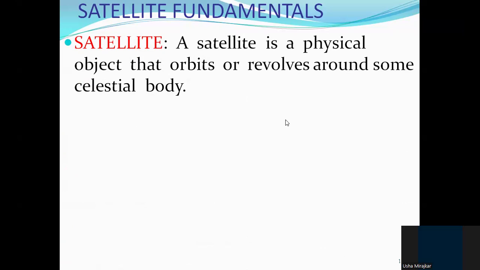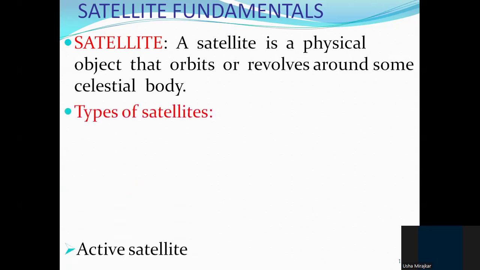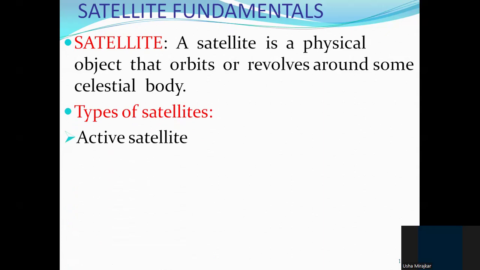Now, the definition of a satellite. A satellite is a physical object that revolves around some celestial body. Now, the types of satellites: active satellites and passive satellites.